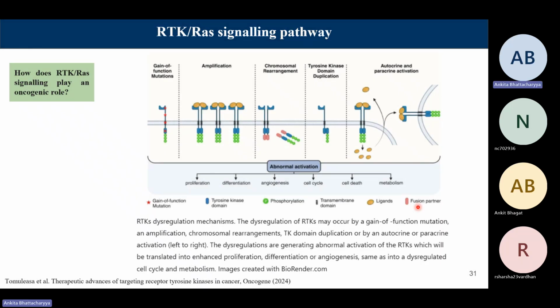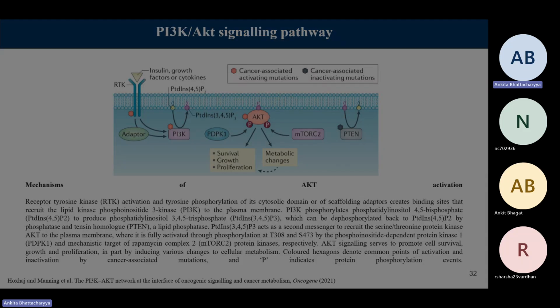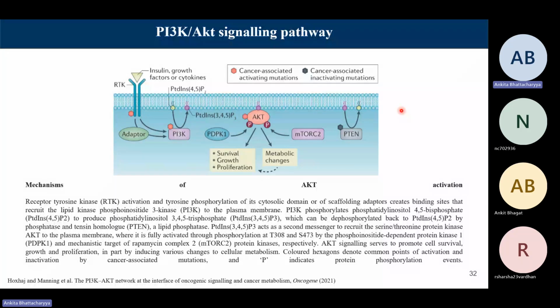This actually showed you pretty much the same thing: gain of function mutations, amplification, chromosomal rearrangement, RTK domain duplication, and autocrine and paracrine activation between different types of cells. All of these are different ways in which RTK mediated dysregulation can occur. Then we talked about the PI3K AKT signaling pathway. So RTK activation, tyrosine phosphorylation, all of these create.